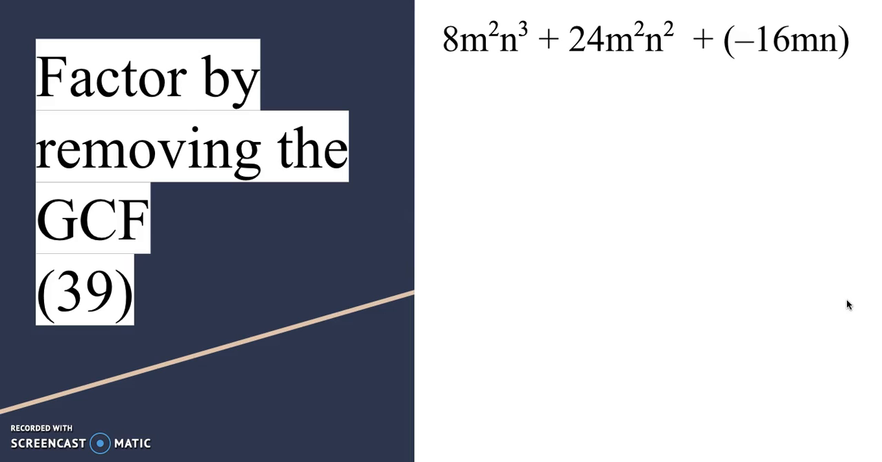First one is factor by removing the greatest common factor, or the greatest common multiple. What I do is I look at all my pieces here and I ask myself, what can I pull out? I like to start with my coefficients, so my numbers. So my smallest number is 8. So I ask myself, can I pull 8 out of 24 and 8 out of 16? Which is yes, it is a multiple of both 24 and 16. So I'm going to pull out an 8.